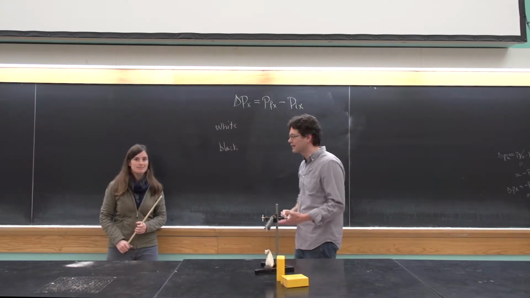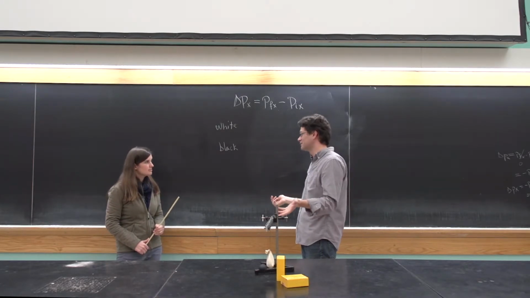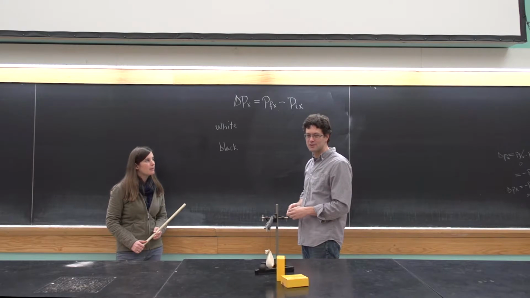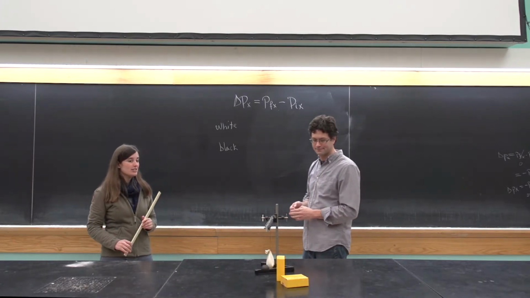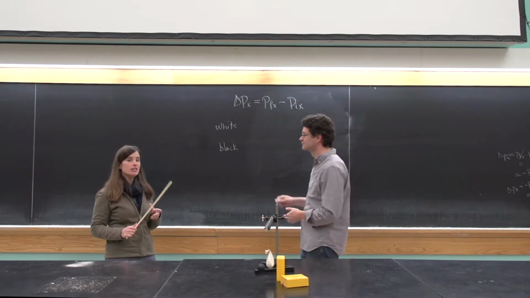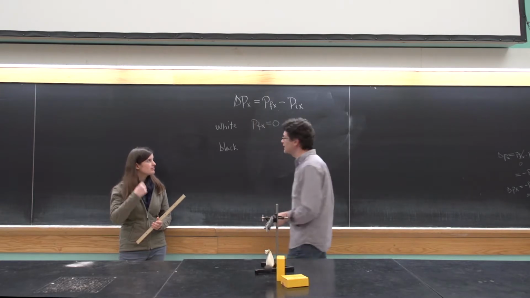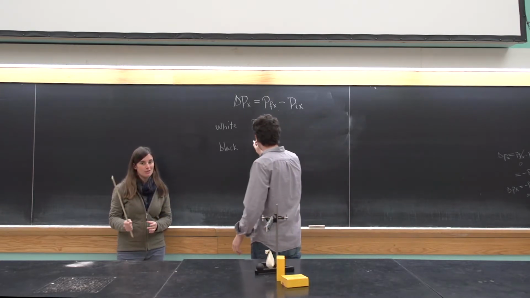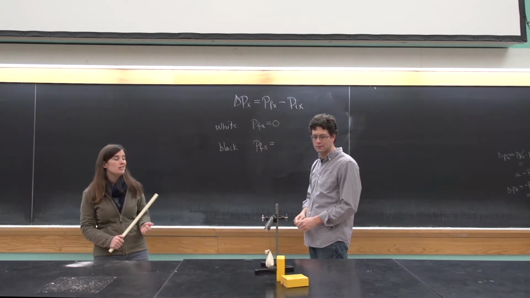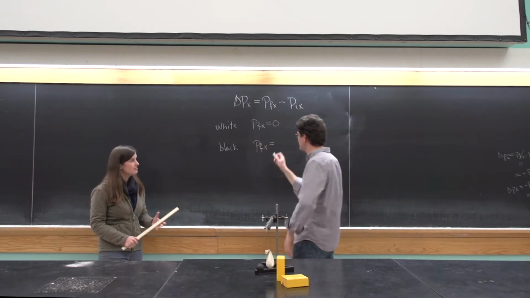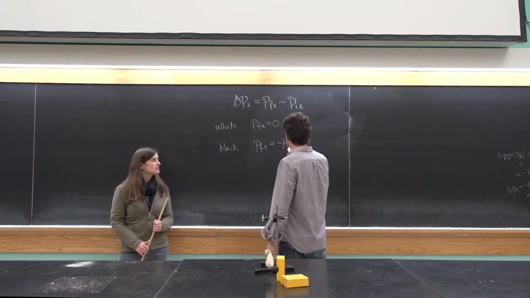So we have the white and the black. What is the p initial? They're going to have some p initial, essentially the same for both. What's the p final for the white? Well, the p final for the white, since it's a very inelastic collision, will be 0. Perfect. That's right. What about the black? The black, on the other hand, since it's an elastic collision, will have minus p initial. It just bounces back with the same speed, so it's in the negative direction.